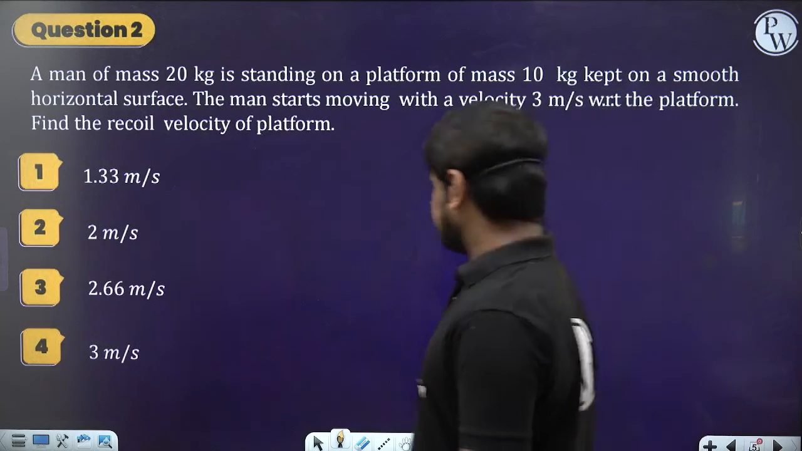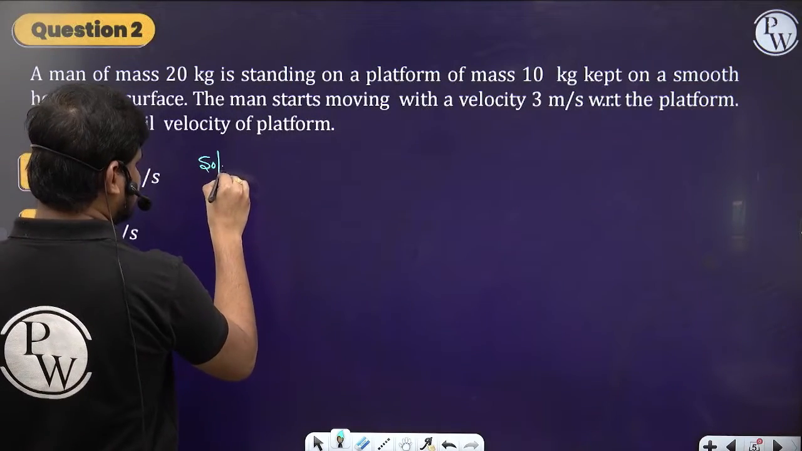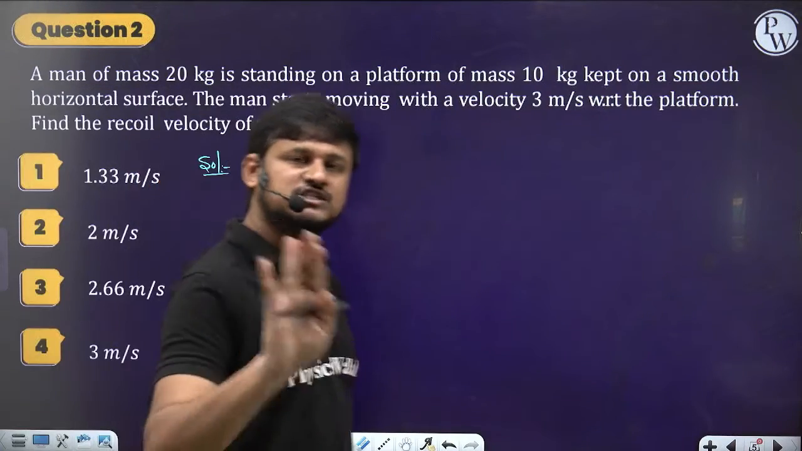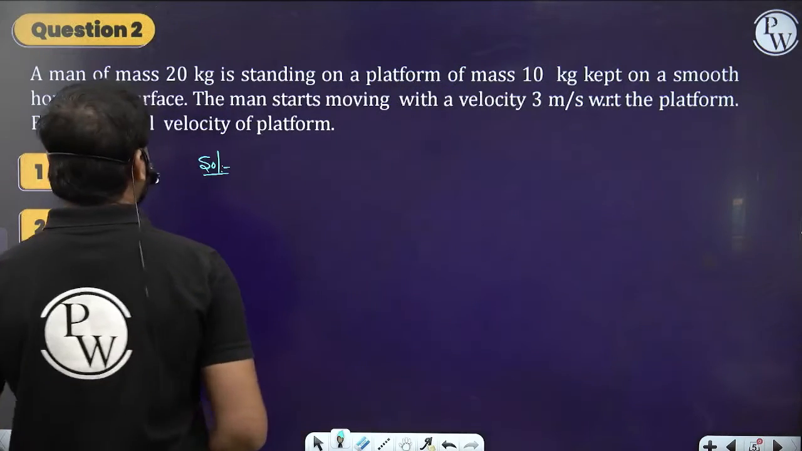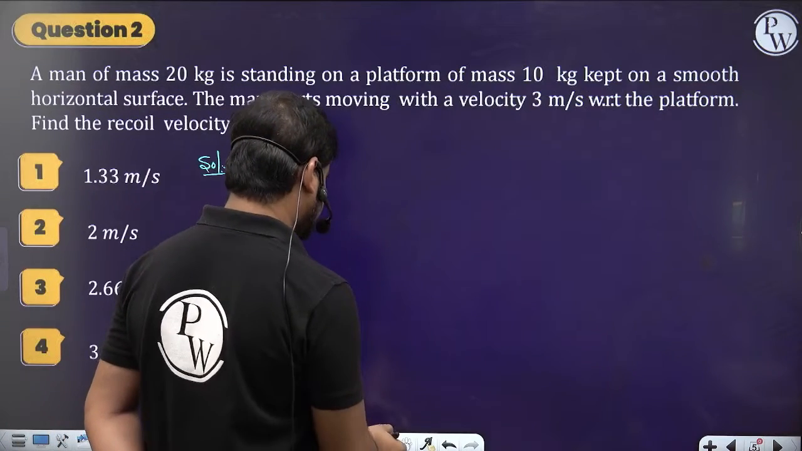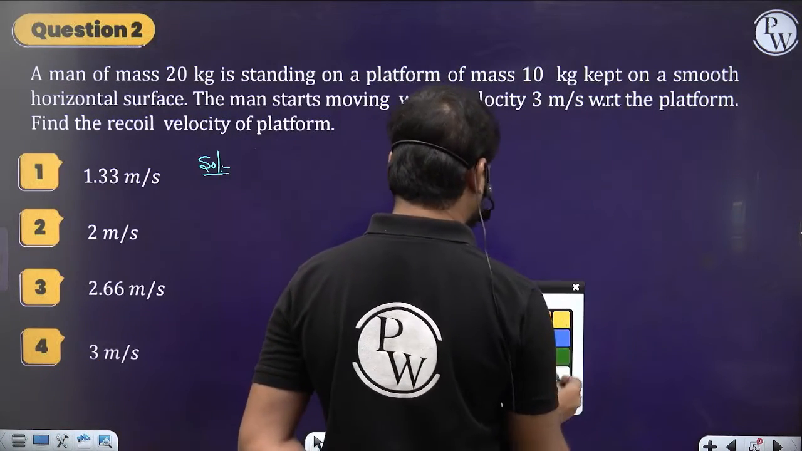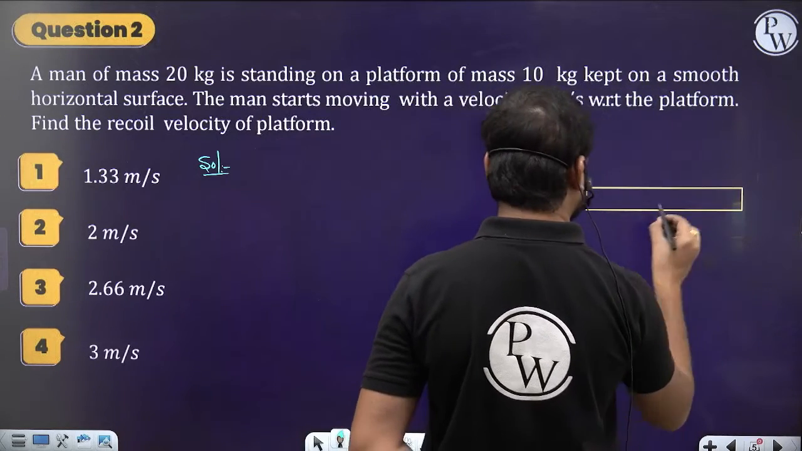So let's go for the next question, guys. What does the question say? See, the topic of conservation of linear momentum, we will understand the concepts by solving the questions only. A man of mass 20 kg is standing on a platform of mass 10 kg. There is a platform whose mass is 10 kg. This is a platform, let's suppose.